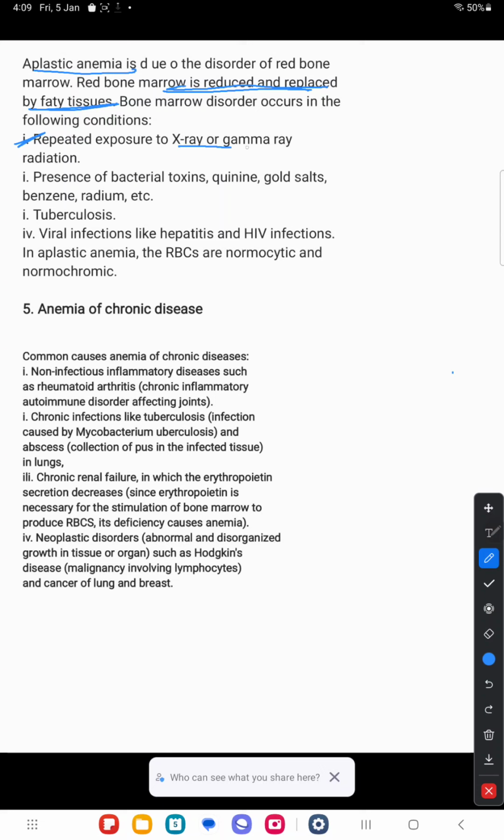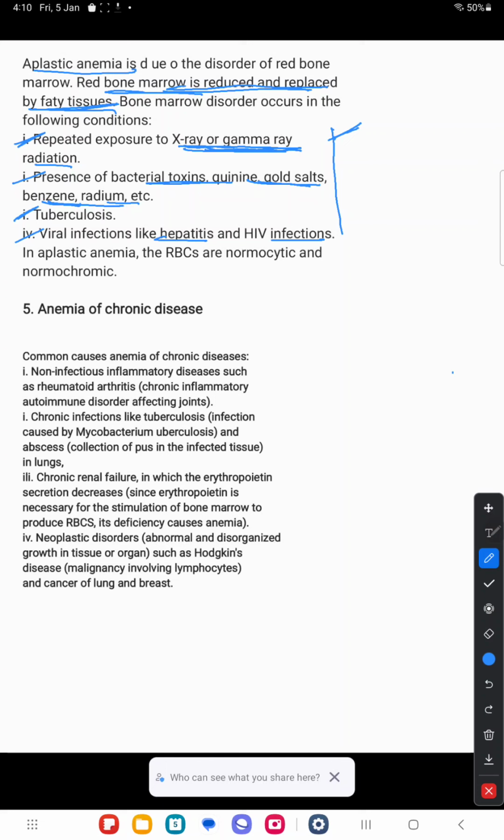See, repeated exposure to X-ray or gamma ray radiation, presence of bacterial toxins and quinine, gold salts, benzene, radium, etc. When a person undergoes frequent X-rays or gamma radiations, these have certain characteristics which can damage the red bone marrow. Then the presence of bacterial toxins, quinines, gold salts, benzene, radium, etc. also cause decreased bone marrow. In tuberculosis, TB patients may also have aplastic anemia, and viral infections like hepatitis and HIV infections. All these conditions cause bone marrow to get reduced and replaced by fatty tissues.